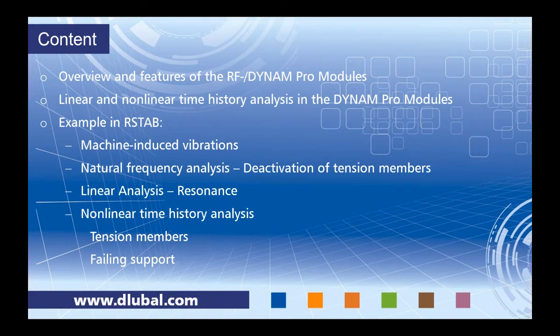We'll move on to an example within RSTAB. This will be machine-induced vibrations on a structure. We'll take a look at the natural frequency analysis as well as the deactivation of tension-only members. From here, we'll move on to a linear time history analysis and see how resonance affects this same structure. And lastly, moving on to nonlinear time history analysis, we'll see how we can take into account those nonlinearities such as tension-only members and failing supports.